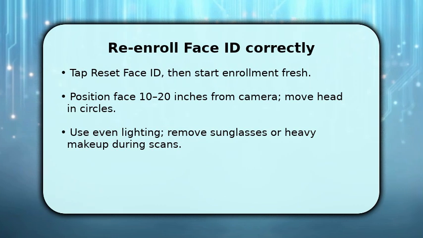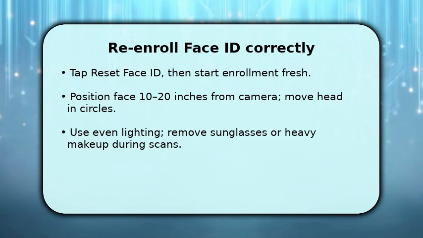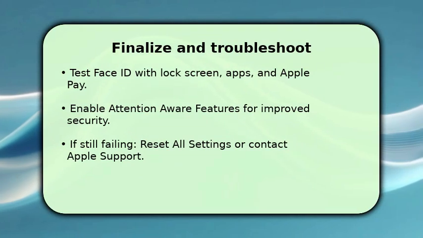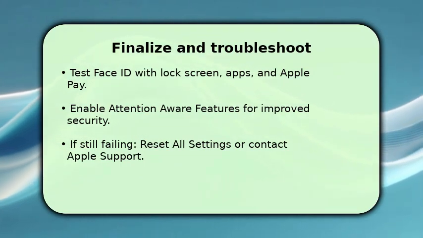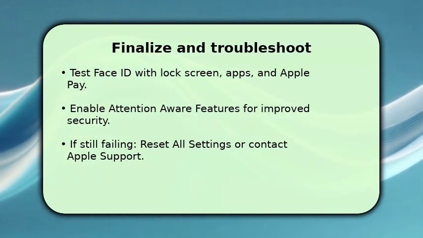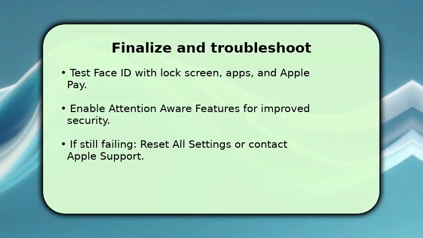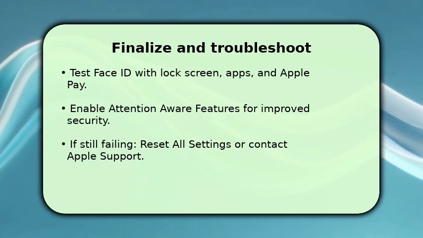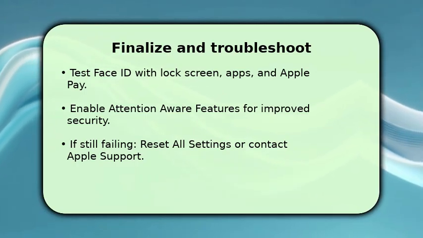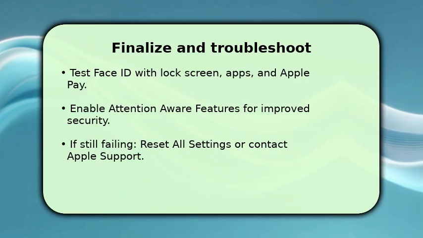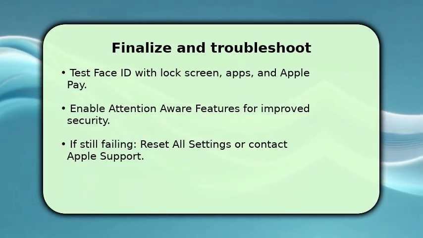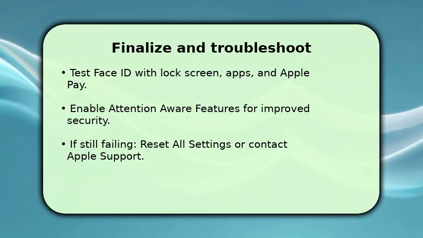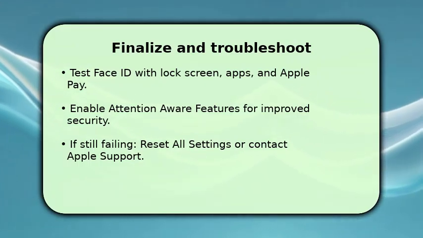You finish by validating the setup across practical tasks. Test unlocking, app sign-ins, and Apple Pay to confirm consistency. If a specific app fails, toggle Face ID access for that app. Make sure attention-aware features are enabled so the sensor checks your attention for security. If problems persist after re-enrollment, try Reset All Settings to restore sensor configurations without erasing data. And as a last resort, contact Apple Support or visit a service provider.